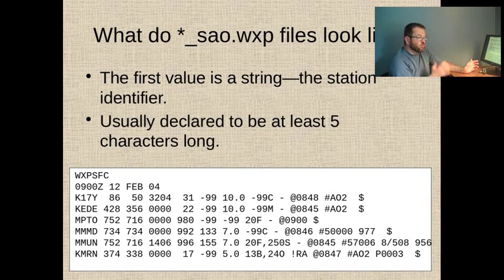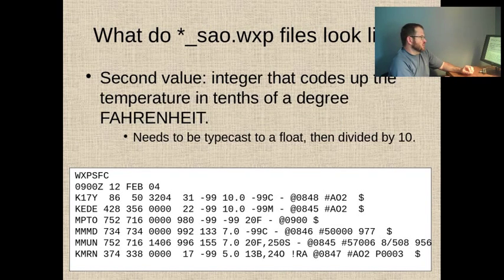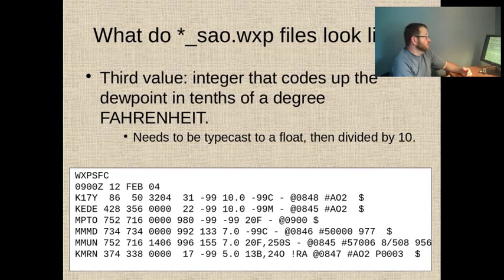So what you're going to do is, while you're not at the end of the file, read in a string. That's the station identifier. There are lots of them because it's all around the world. Declare it to be at least 5 characters long. And then that second number will be the integer code that corresponds to a temperature in tenths of a degree. So I would call that something like temp code, and then use typecasting to change that into an actual temperature in Fahrenheit. The third value is an integer that codes up in the same sort of way for dew point.